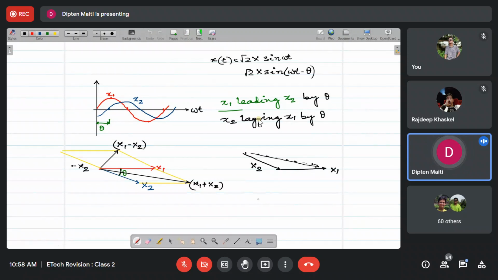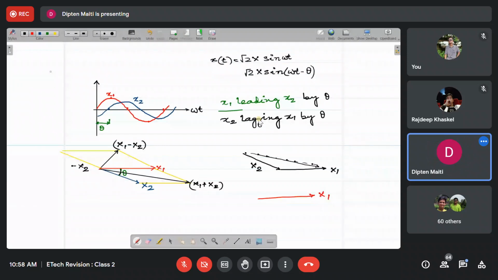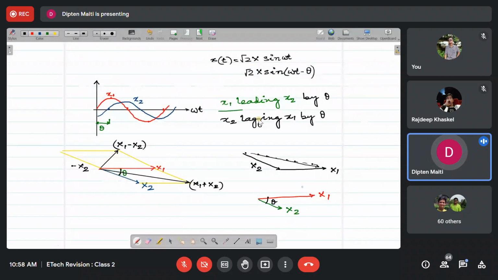Okay. Now, I forgot to mention, this can be seen from the phasor diagram also. Let me repeat here, because I have drawn several things: let's say this is x1 and x2, like this. The phase angle difference between these two is, let's say, theta. Here you can see that x1 is leading x2. Now, how to find that? How can we know that?